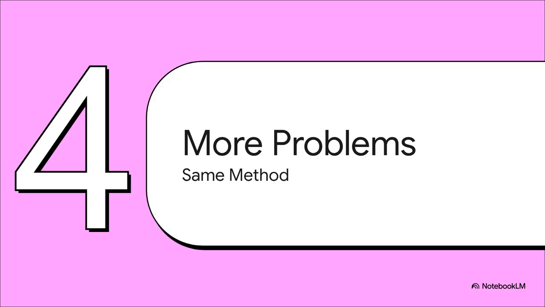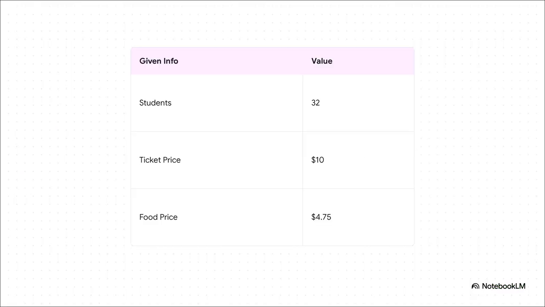Now that we've seen it in action, let's just quickly look at how versatile this model is. It doesn't matter what the problem is about. Money, shapes, a field trip, the core steps are always the same. Okay, how about a class trip? We do the exact same thing. Identify the key info, 32 students, the ticket price, the food price. Our plan and our formula are simple. Find the cost for one student, then multiply by 32. It is the exact same pattern, just with different numbers.